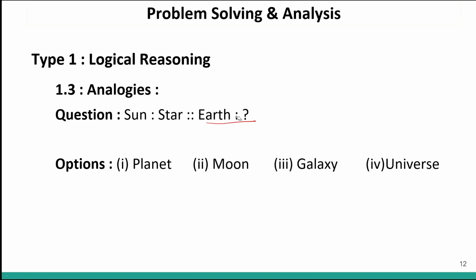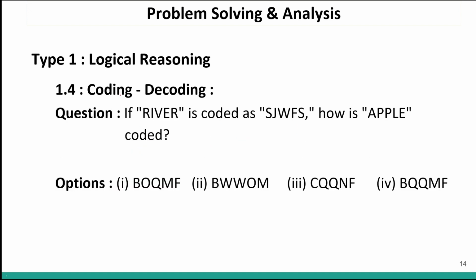So the relationship between sun and star is that sun is a type of star. So we have to follow the same logic for the second one. So earth we have to find is a type of what? So earth is a type of planet. So option number 1, planet, will be the correct answer. So there is a complete chapter on analogies that we have discussed. Coding decoding, again we have discussed in detail. In coding and decoding we used 4 concepts.